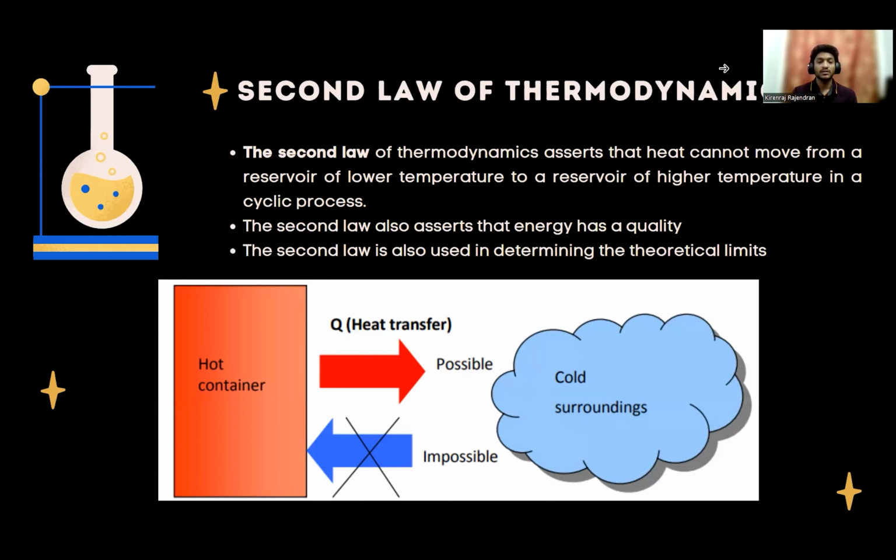Today I'm going to explain the second law of thermodynamics. The second law of thermodynamics asserts that heat cannot move from a reservoir of a lower temperature to a reservoir of a higher temperature in a cyclic process. The second law also asserts that energy has a quality.